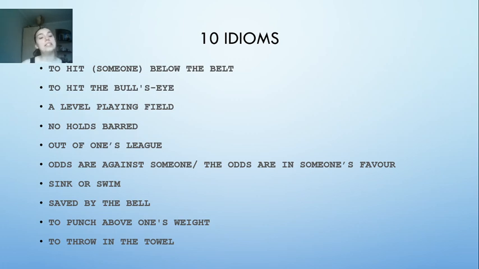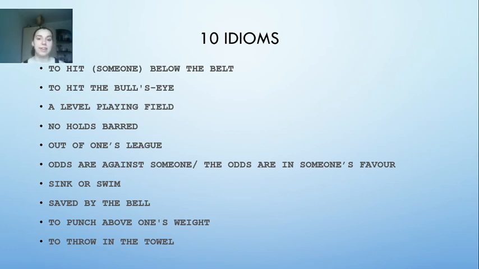And the next one is out of one's league. It comes from baseball. It means that they're not at the same level, at the same place, under the same conditions. And it can be used, for example: he's out of professional leagues, he's just an amateur. Він не в нашій лізі, не в лізі професіоналів. Він аматор.